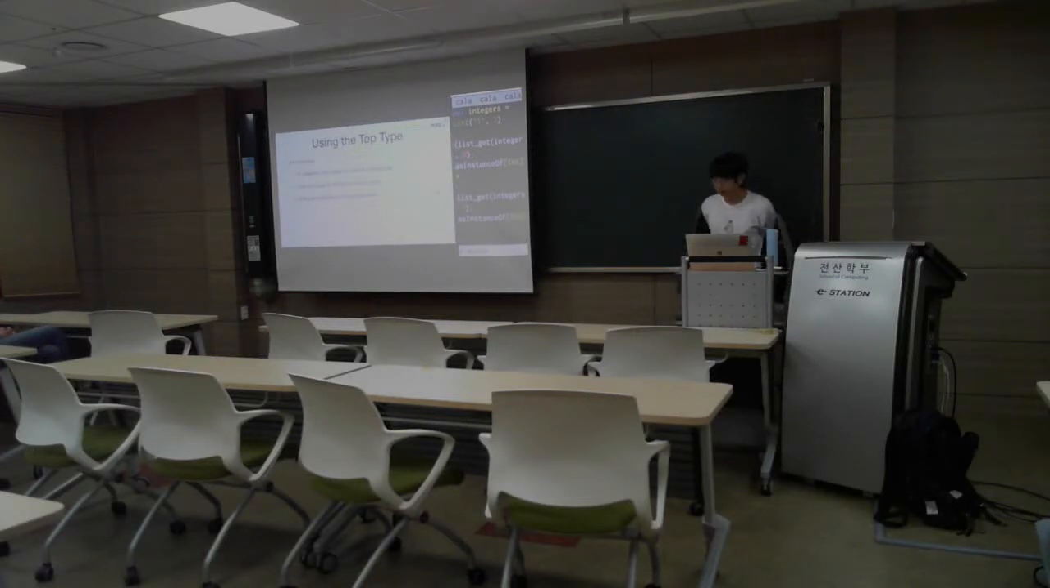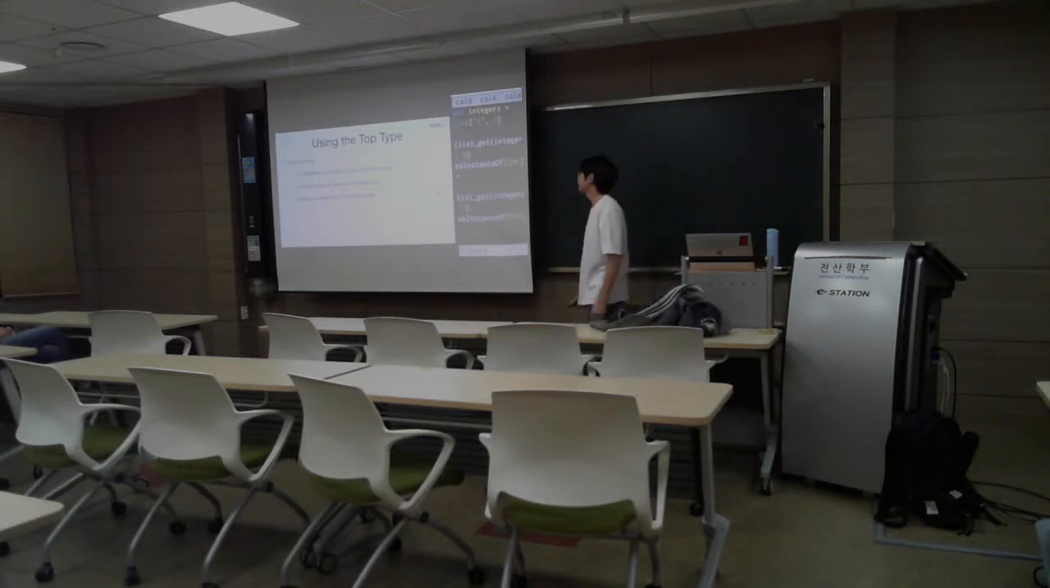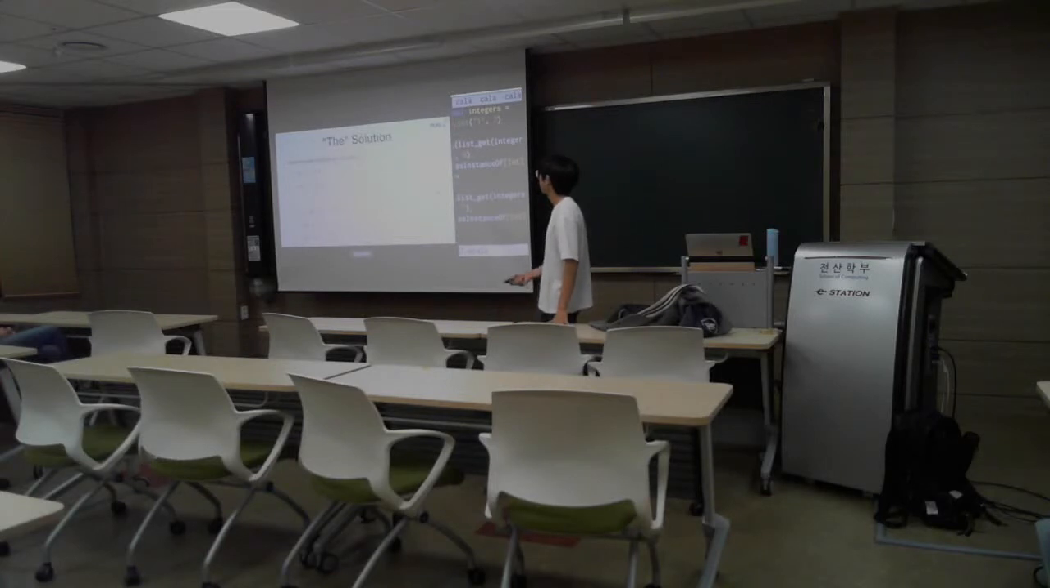So, as you just saw, this choice is quite error-prone. The collection can contain any type of value, so the value might have the wrong type, and the user may cast an element to the wrong type. So nothing is guaranteed by the type check. So I'll suggest a solution for this problem.